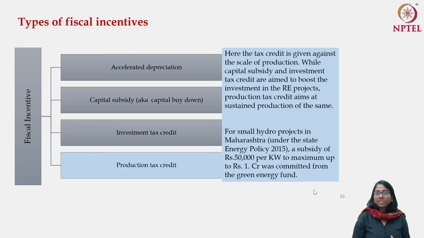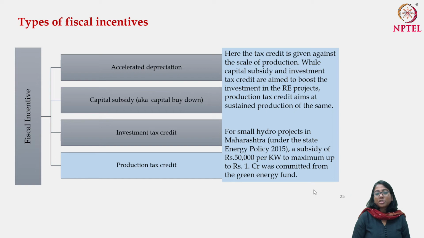The next one is the production tax credit, which just follows the investment tax credit. Here the tax credit is not given for the investment, rather the tax credit is given depending on the level of production. So if you produce more, then you will get more tax credit, maybe with some upper boundary. So while the capital subsidy and investment tax credit encourage breaking the first barrier, the production tax credit tries to encourage a sustainable production of energy from renewable sources.